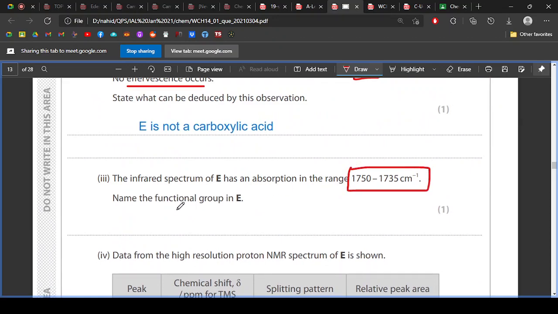And then they said the infrared spectrum of E has an absorption in the range 1750 to 1735. They said, what is the functional group? So for these types of questions, you have to refer to the data booklet. Let me open the data booklet. Again, the data booklet will be given to you in the exam. They'll give you a separate book for that when you give the exam.